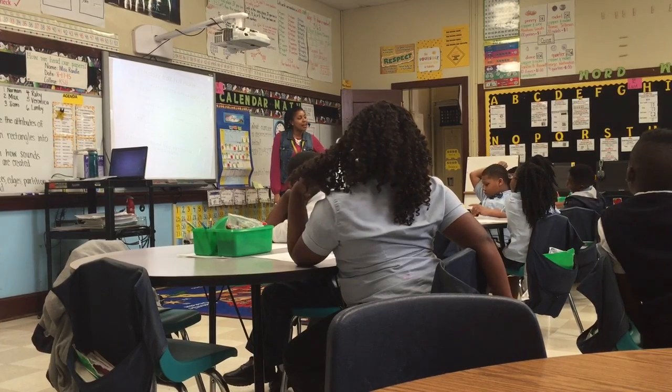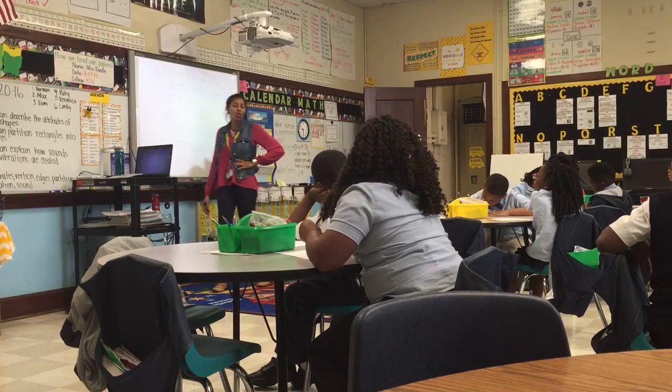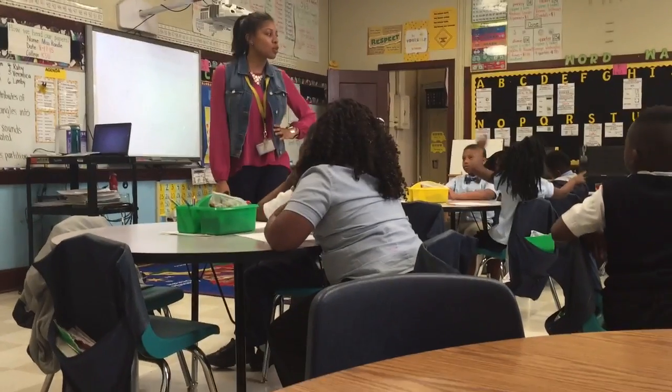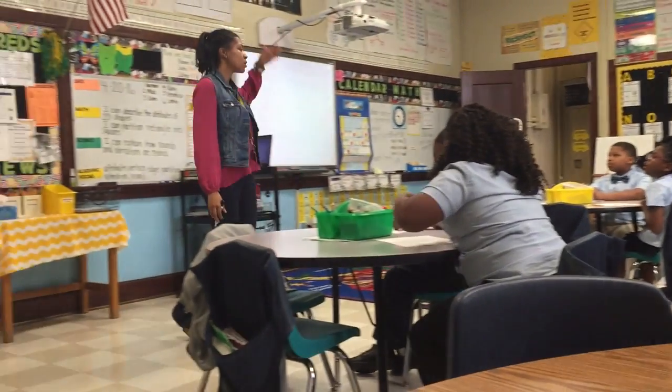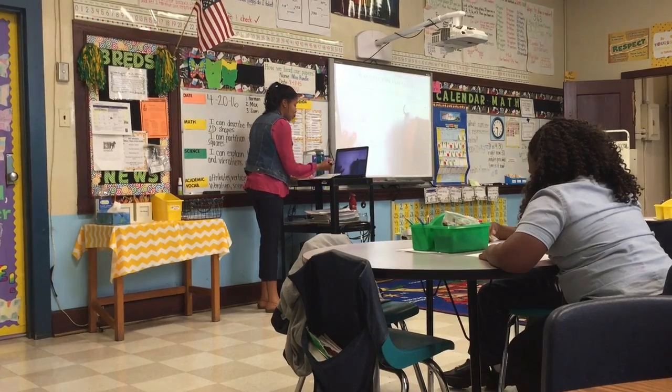Oh, so you're telling me I counted columns instead of the rows? Oh. So rows move left to right, left to right. And my columns move up and down, up and down. Okay. So you should have 6 rows.